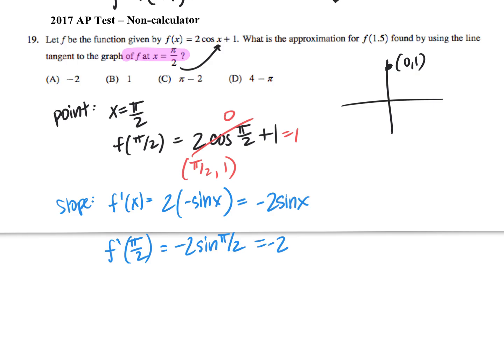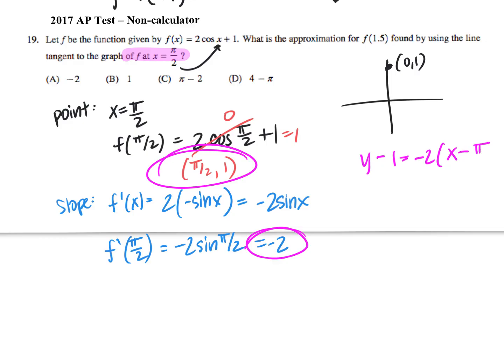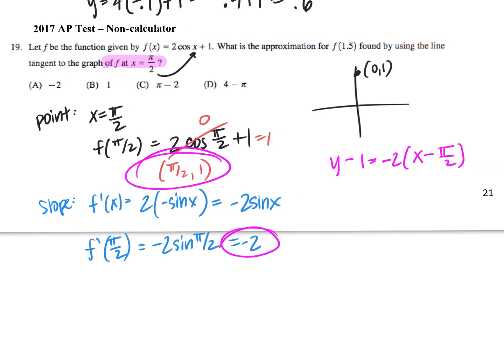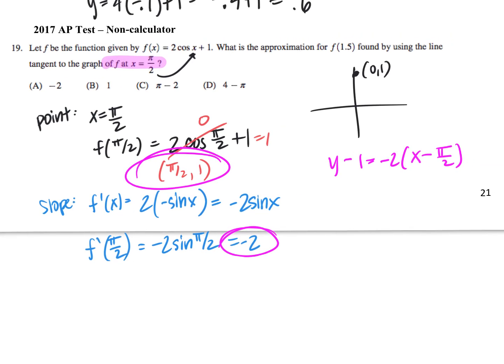Let's go write the equation of that tangent line. Y minus. Oh, yeah, I was going back to my slope. Here's my point and there's my slope. It is y minus 1, thank you, Danny, equals, what's my slope? Negative 2 times x minus pi halves. Okay. It said use that, using the tangent line. There's my tangent line. What is the approximation when x is 1.5?